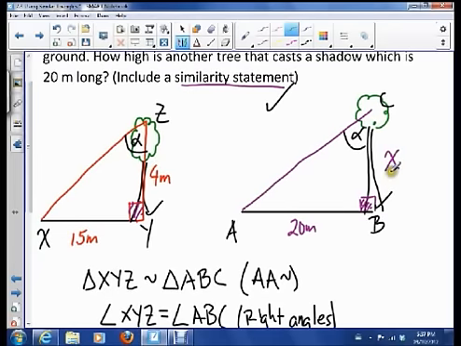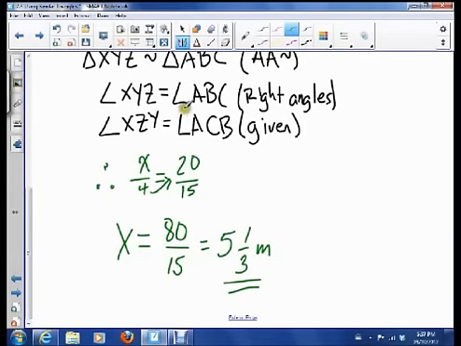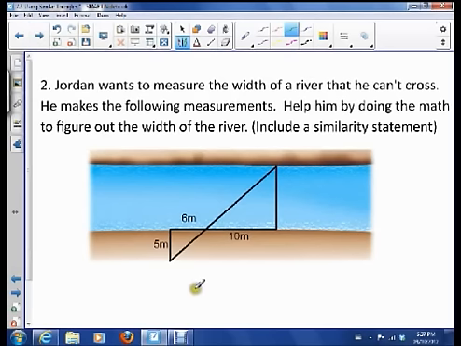Okay, so this tree is 5 and 1/3 meters. This one's 4 meters. Okay? All right, so see how that works? We set up the similarity statement and then we did the math. Okay? So here's another example.